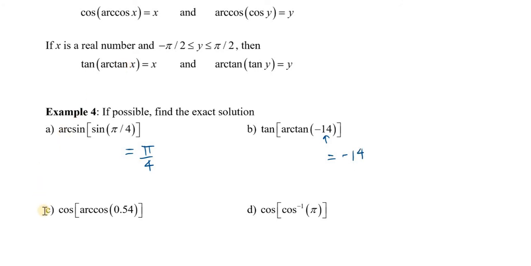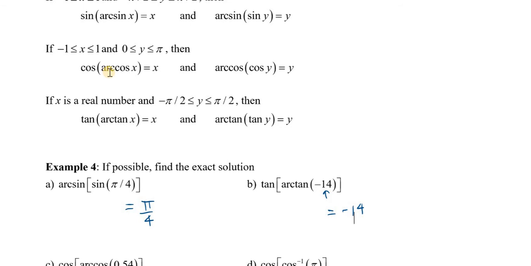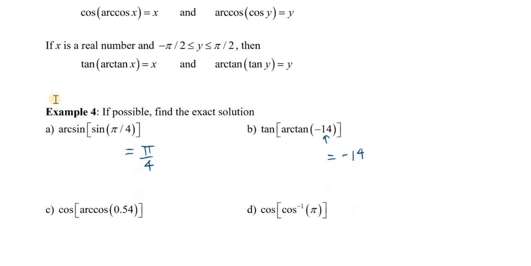Let's look at example C. For example C, we have the cosine of the arc cosine of 0.54. So using our arc cosine rules up here, for arc cosine x, is x between -1 and 1? It is. So therefore, we can take the cosine of it, and we will just get 0.54.